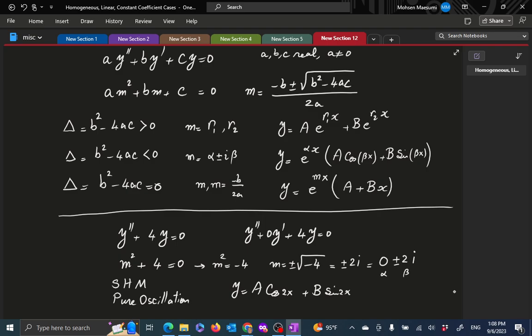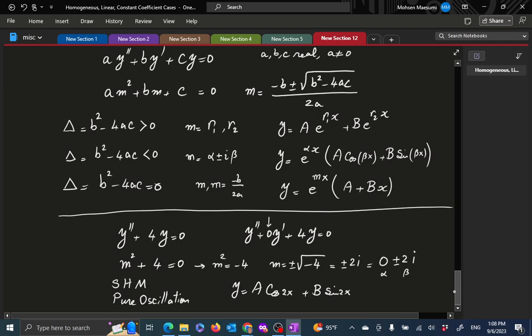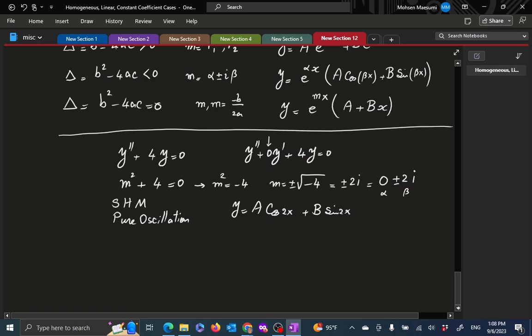What do you mean pure oscillation? Pure oscillation refers to this term being 0. That is a term that refers to the drag component of your system. If there is no drag, no friction in your system, and that term becomes 0, you get pure oscillation. It's the simplest type of problem of this kind.